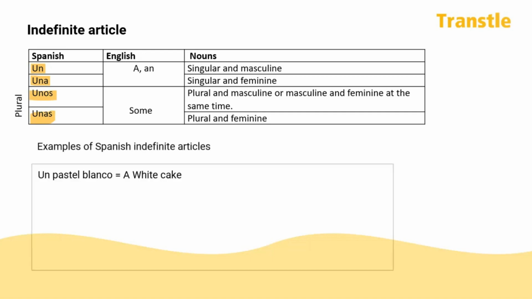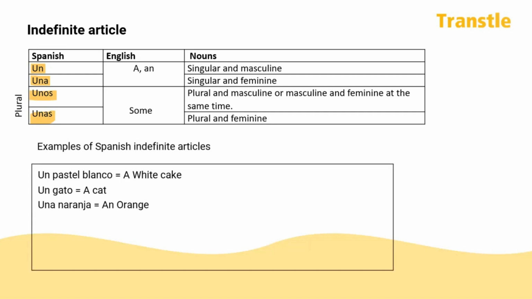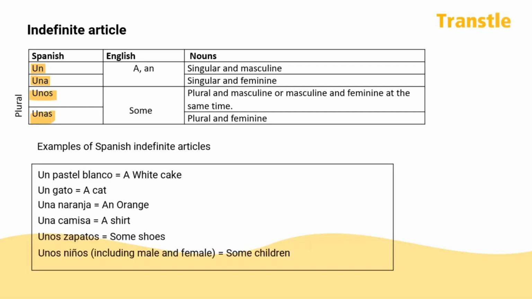Examples are un pastel blanco, a white cake, un gato, a cat, una naranja, an orange, una camisa, a shirt, unos zapatos, some shoes, unos niños, some children. In this case, both males and females are included, that is why we use unos.